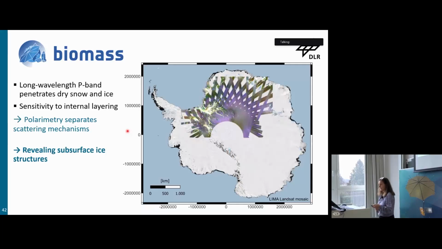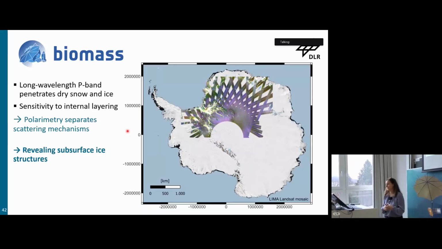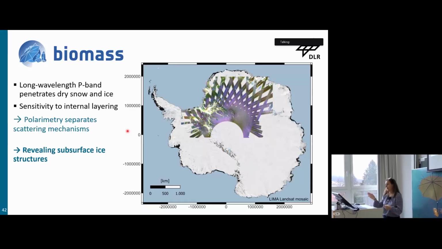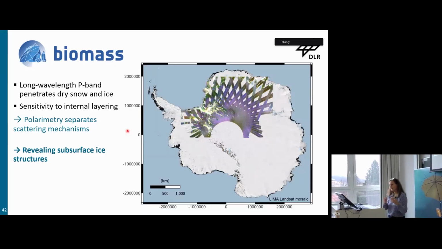Okay, so that's BIOMASS acquisitions. These are the Pauli scattering vectors that you see here, the Pauli representations, again with the different colors. That's an area that has been covered during the Cal/Val phase now. And these are available also on the server, so you can just check them out and look at them.